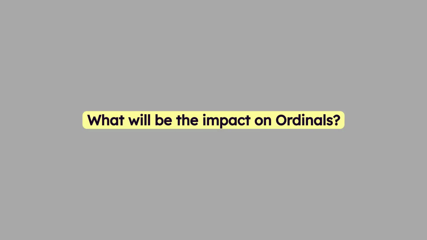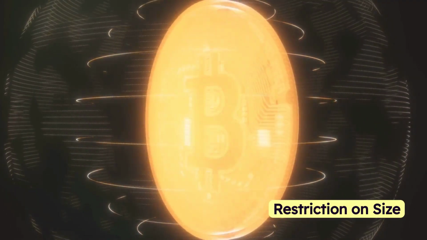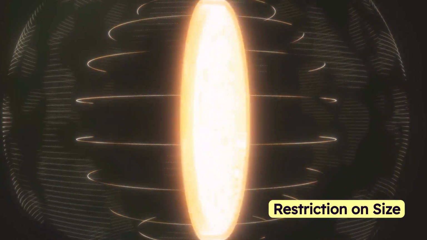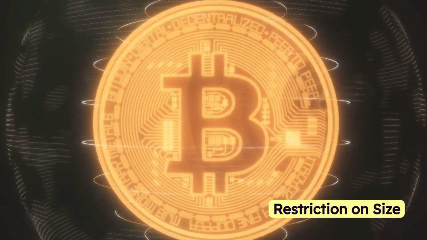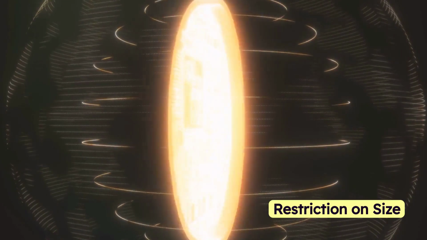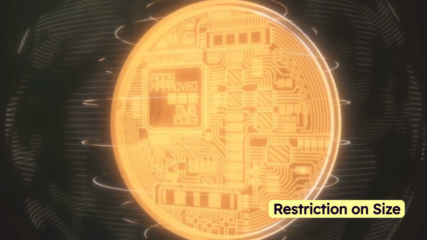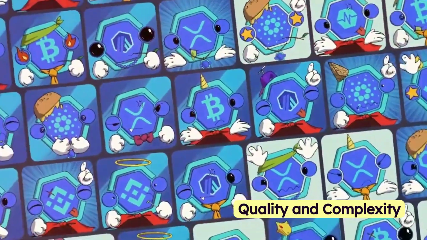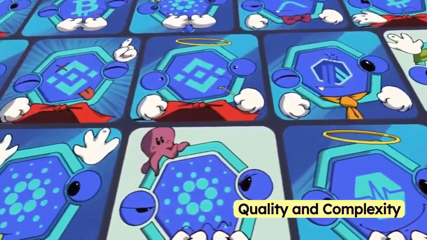If data limits are enforced, what will be the impact on ordinals NFTs? The size of data that can be inscribed onto each Satoshi would be more restricted. This means that the complexity or size of the data for NFTs, like images or texts, might need to be reduced. The quality and complexity of the NFTs could be affected.